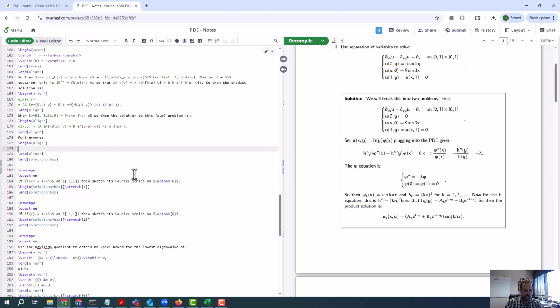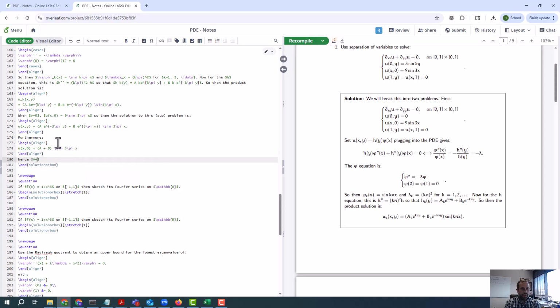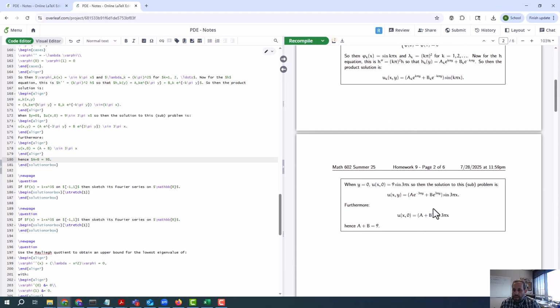we know that u of x comma 0, well, if you plug in y equals 0 here, this is just a plus b, a plus b times sine 3 pi x. Hence, we know a plus b has to equal 9, because that's what's multiplying it. So a plus b is equal to 9. Okay, so let's see how that looks.